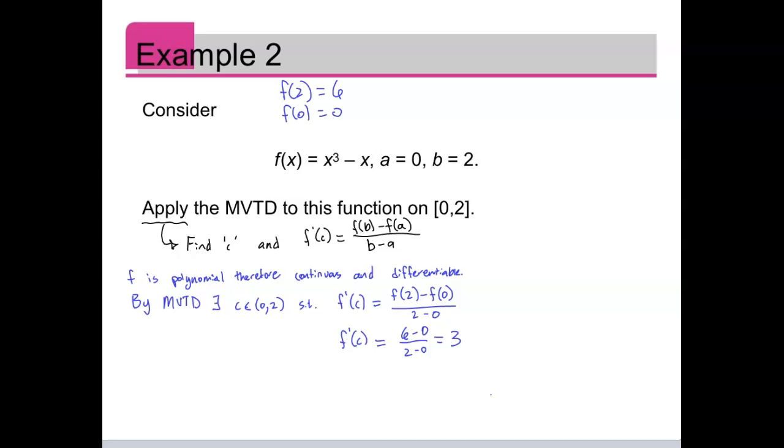All right, so the average slope is 3. So there has to be a point where the instantaneous slope matches that average slope. To figure out where that is, let's evaluate the left-hand side of that equation. Let's find f prime of c. All we're going to do is take the derivative of our equation and replace the x's with c's. So f prime of c is going to be 3c squared minus 1, right?